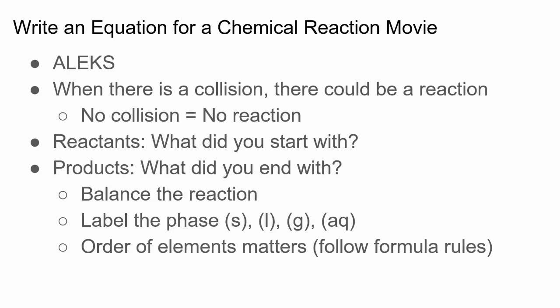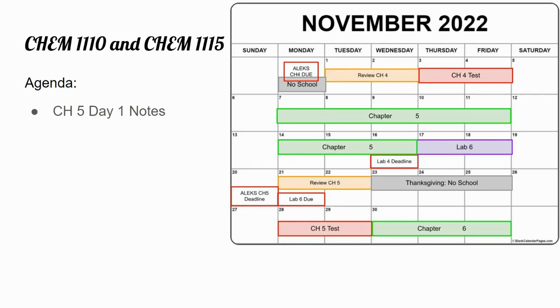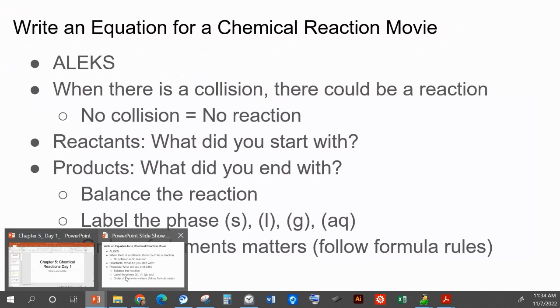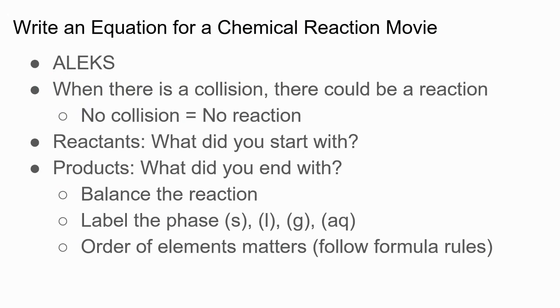In Alex, there's going to be a topic where you have to watch a little sort of slideshow thing. And then you have to decide, did a reaction occur? This is what you need to look for when you are doing this topic. So, you need to make sure that there is a collision. If there is not a collision, then you can't have a chemical reaction. You also need to look at the reactants and the products. You need to see what did you start with? What elements did you start with? And then after the collision, what happens? What are the products?